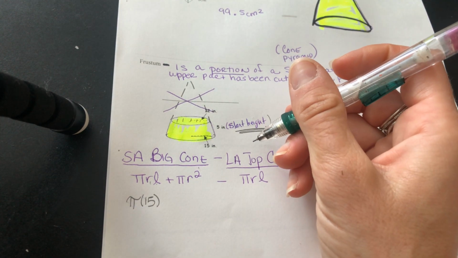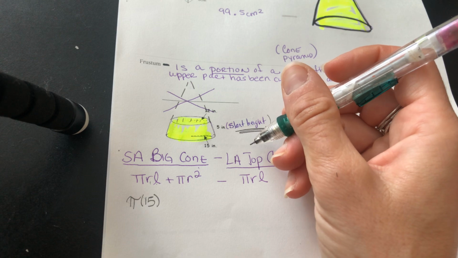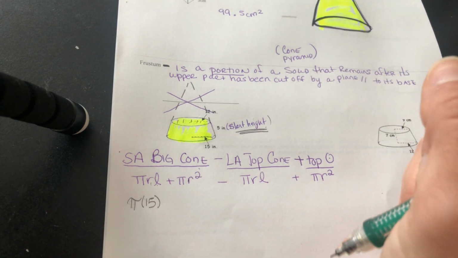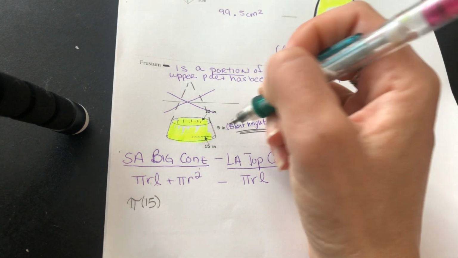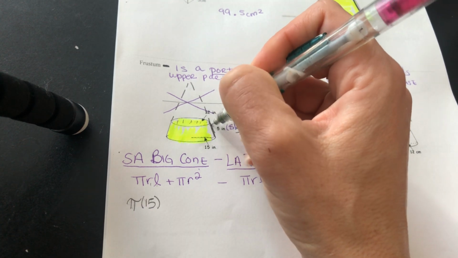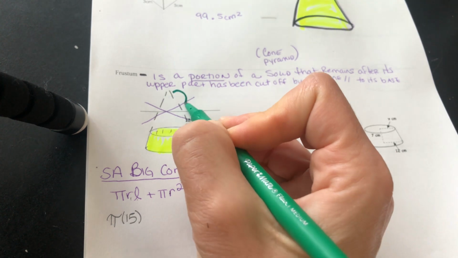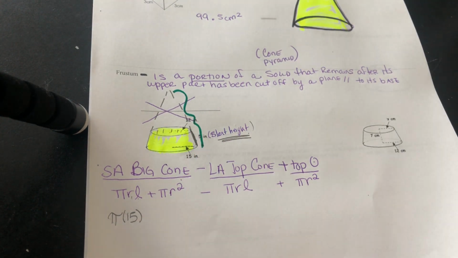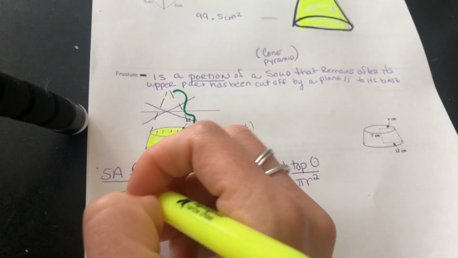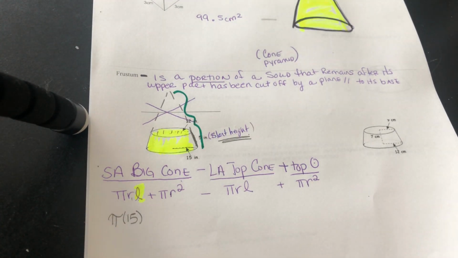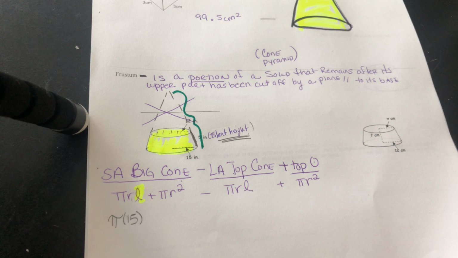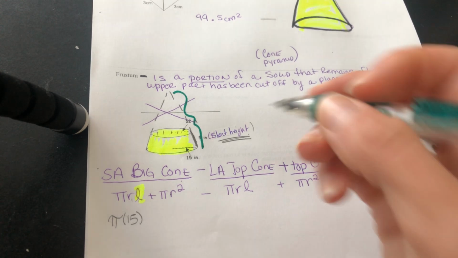However, we have a problem. Do you have the slant height of the big cone? No, you have the slant height only of this. What we want is the slant height of the big cone. So that's something we'd have to figure out, and that's the only thing that really makes the problem a little challenging. Watch how we're going to do that.